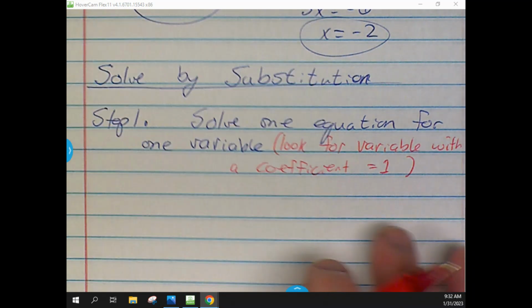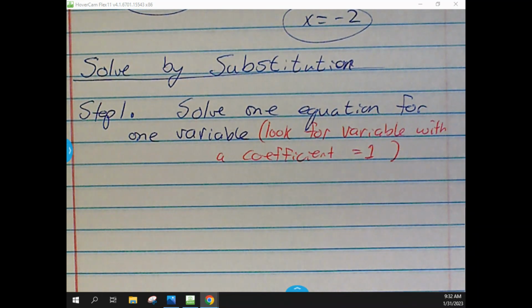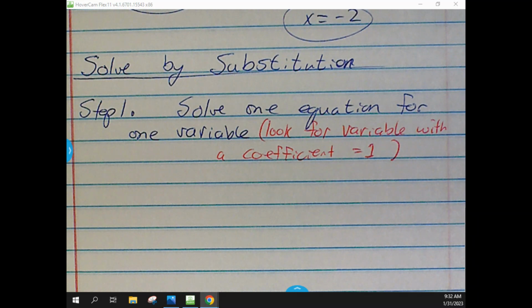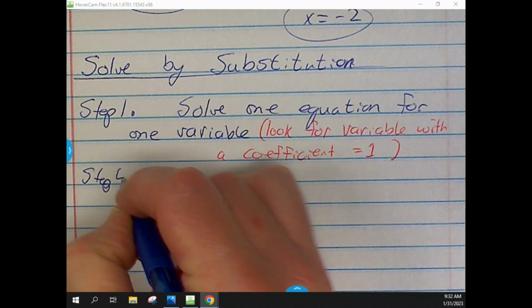Okay, so step one is you're going to solve one equation for one variable, and when you're going through this one, you want to look for a variable that's got a coefficient of one. So basically you've got either x or y without a coefficient. Technically, if there's no coefficient there, then it's understood to be one. And I would say you really only want to do substitution when step one is done for you, because without that it slows the process down a little bit. All right, step two is where you actually do the substitution.